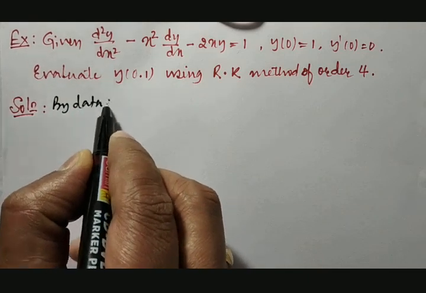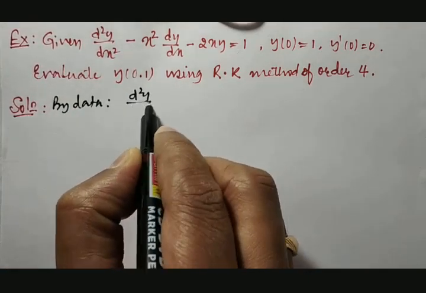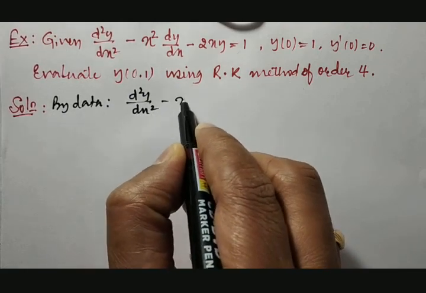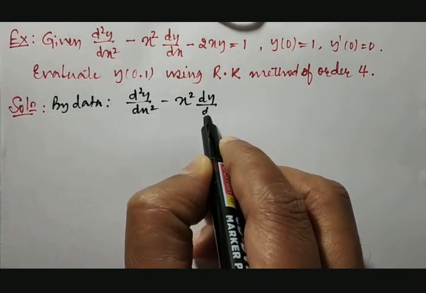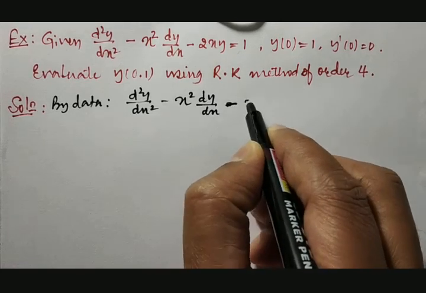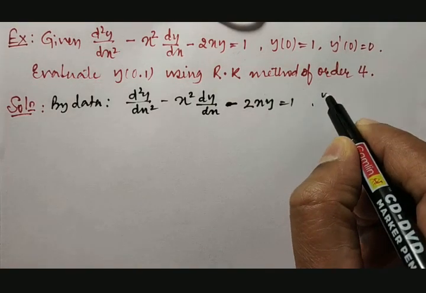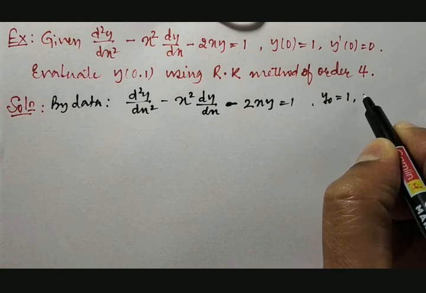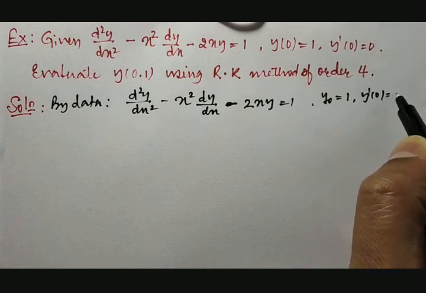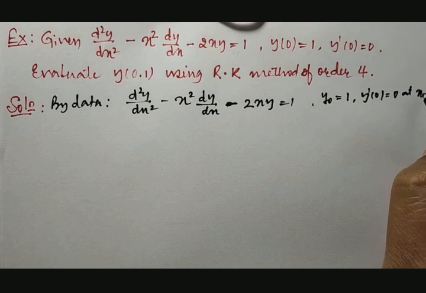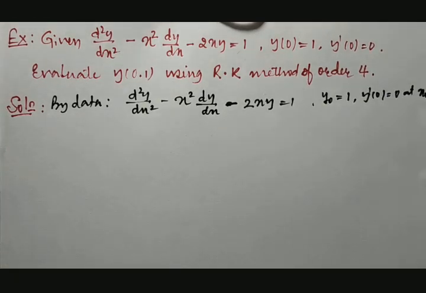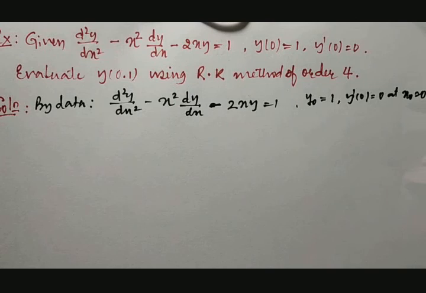What is given? d²y/dx² − x² dy/dx − 2xy = 1, with the conditions y₀ = 1 and y'₀ = 0 at x₀ = 0.